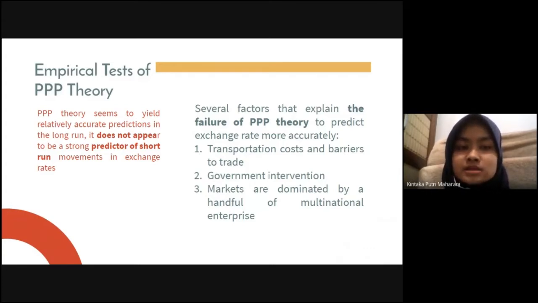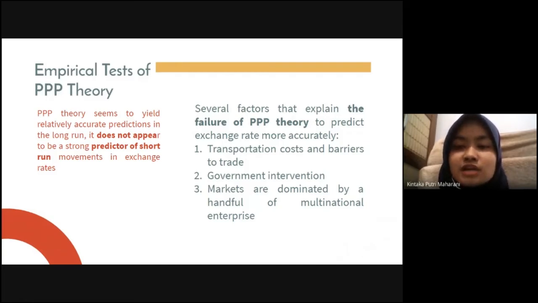And then the second one is government intervention. Some governments in some countries are fixing their exchange rate, so the exchange rate is not determined by the market. And then governments routinely intervene in international trade. They create tariff or non-tariff barriers to cross-border trade. These barriers to trade limit the ability of traders to use arbitrage to equalize the price of the same product in different countries, which is required for the law of one price to hold.